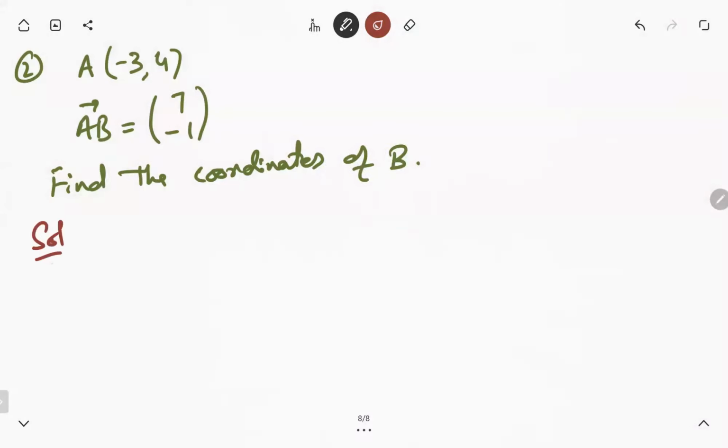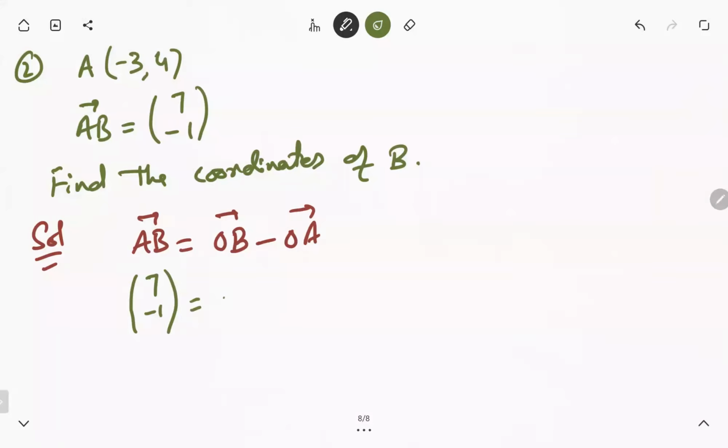So we know the vector AB is equal to OB minus OA, or vector AB is given to us, which is (7, -1). We are looking for the position vector of B. The position vector of B will give the coordinates as well. And we have the position vector of A. I mean the coordinates of A are (-3, 4). The position vector of A is also (-3, 4). So just the matrices.